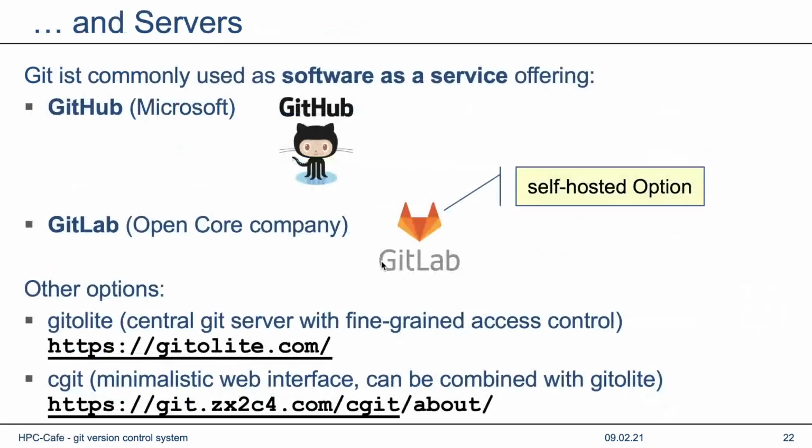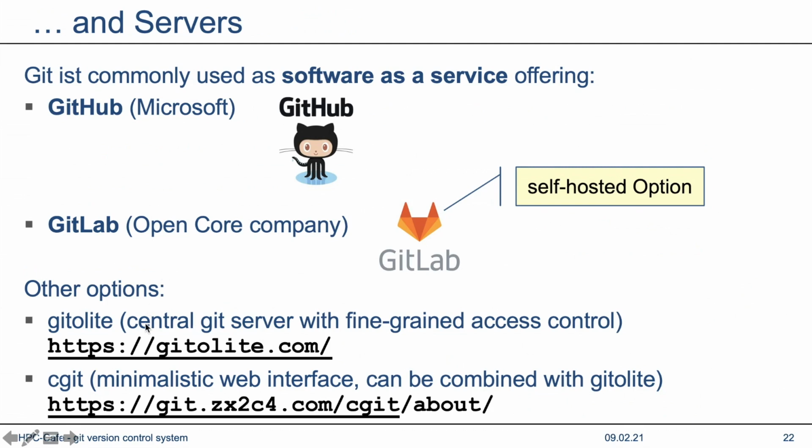Finally, on the server side, Git is commonly used as a software as a service offering. And there are 2 main players. There is GitHub, which is now owned by Microsoft. And there is GitLab. GitLab is an open core company. And you can also host GitLab yourself, and this is a common case. So this is common as a self-hosted option.